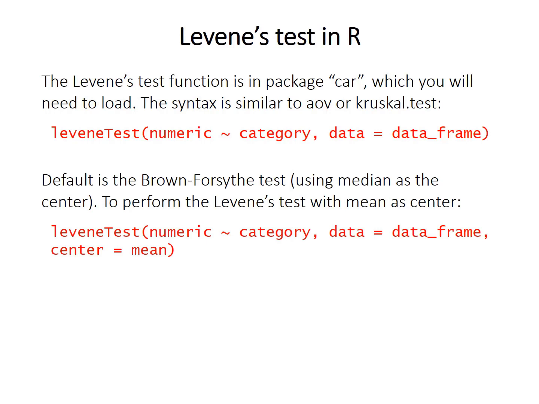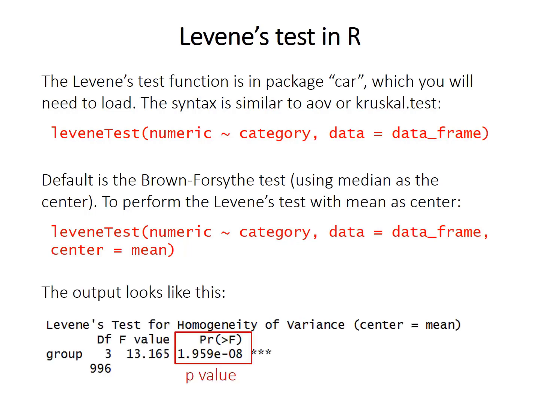So the default is the Brown-Forsyth test, using the median as the center. But if you want to perform Levene's test using the mean, you just have to specify center equals mean after giving the data. And so the output looks like this. It lists the test name. It gives the 2 degrees of freedom, the F statistic, and the p-value here.